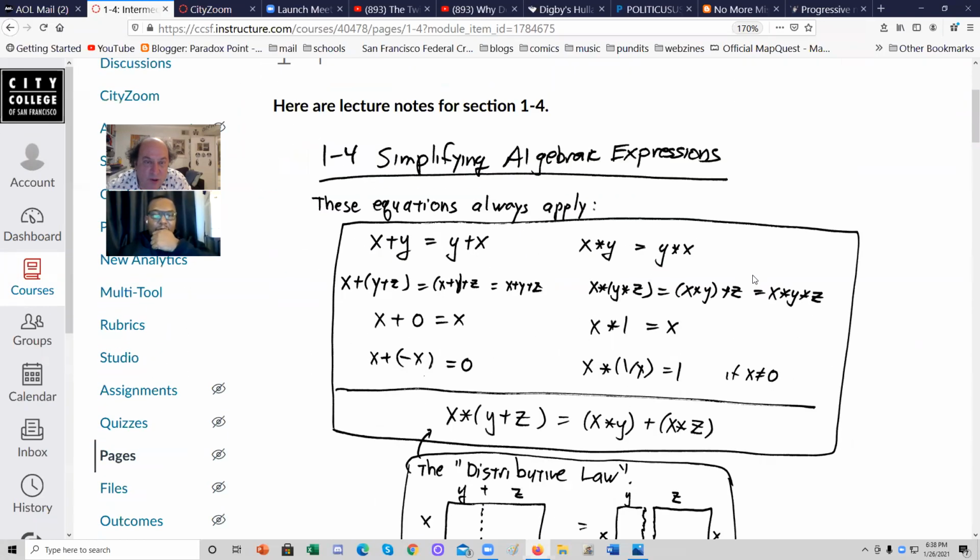Now we're going to simplify algebraic expressions. We start off with something called identities. These are equations that are always true, so you can use them to deduce what's true about things or not. For example, x plus y is y plus x. The order of addition doesn't matter. x times y is y times x. Again, the order of multiplication doesn't matter.